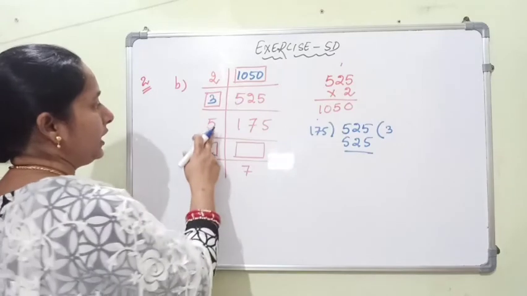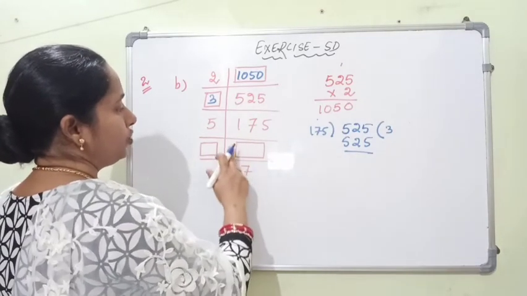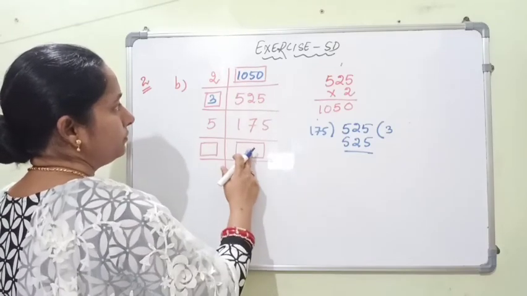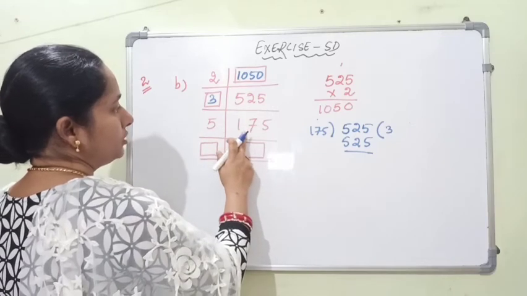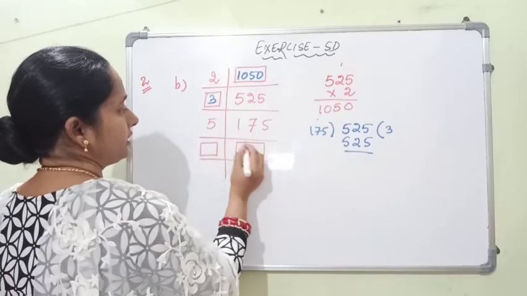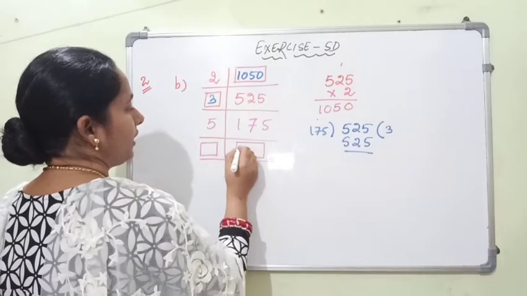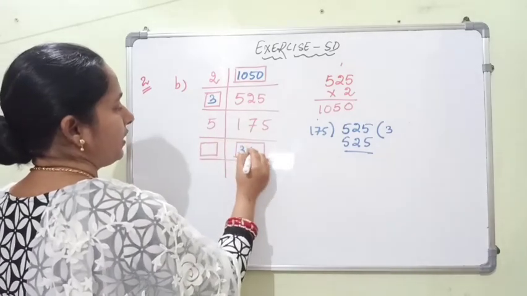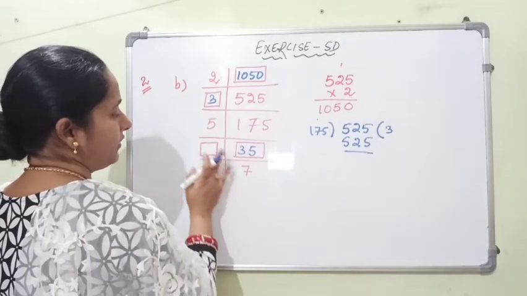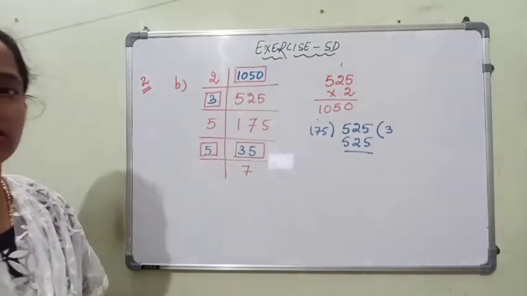Now once again, 5 is given. Here this number is not given. So whenever you want this dividend, we will try to divide 175. Yes, 5 how many times will go for 175? 5 3s are 15, 5 5s are 25. Now again we have 35 here. 7 how many times is 35? 5 7s is 35.